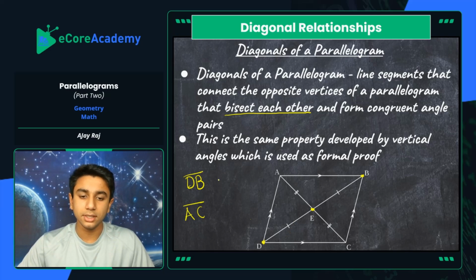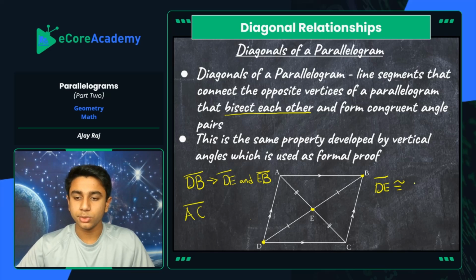So that means that DB is going to be split into DE and EB. Those are our new lines formed, and E is merely that intersection point. So it's going to bisect it into equivalent terms. We also know that DE is going to be congruent to EB because of this bisection. That's the definition of a bisector and a midpoint when it comes to your formal proof in a 2-column proof.